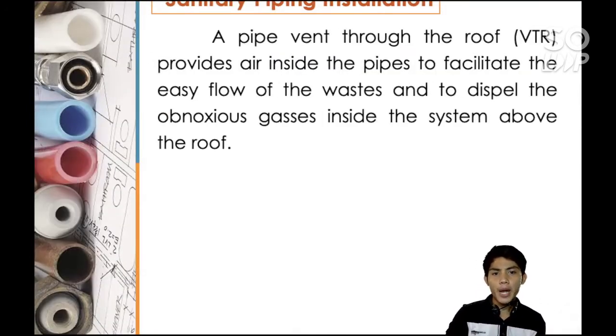A pipe vent through the roof provides air inside the pipes through the vents to facilitate the easy flow of the waste, to avoid vacuum and to dispel the obnoxious gases inside the system above the roof. So that is the purpose of the vent through the roof.